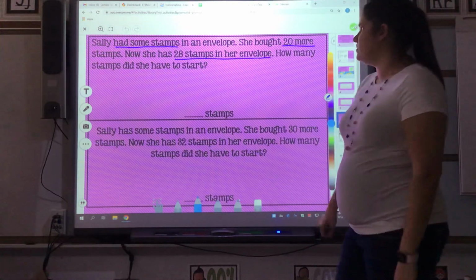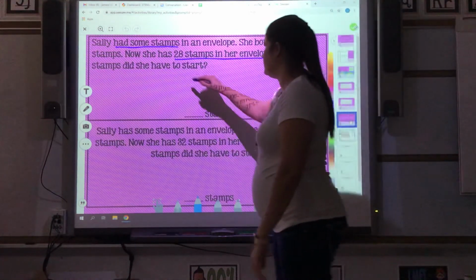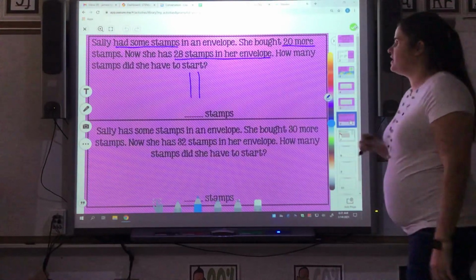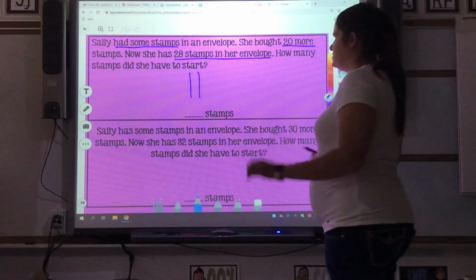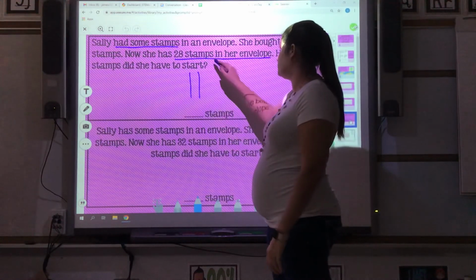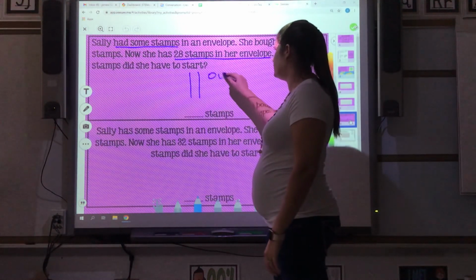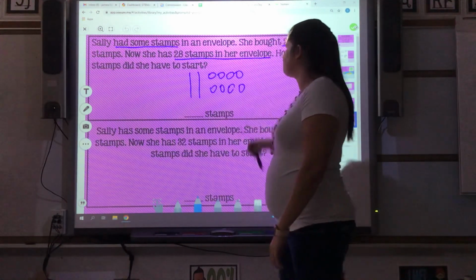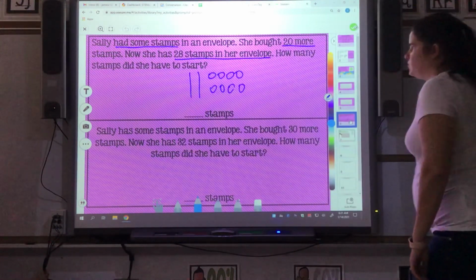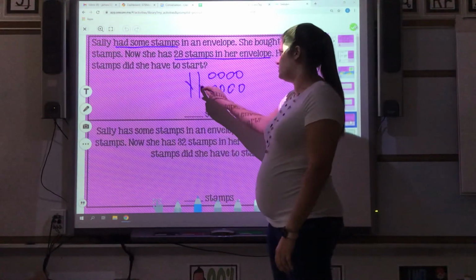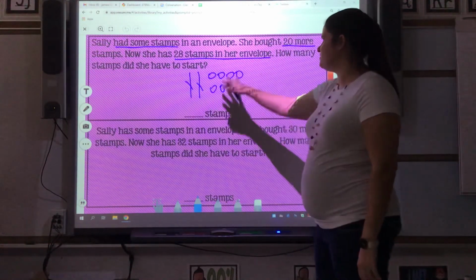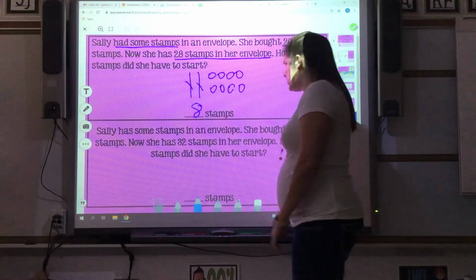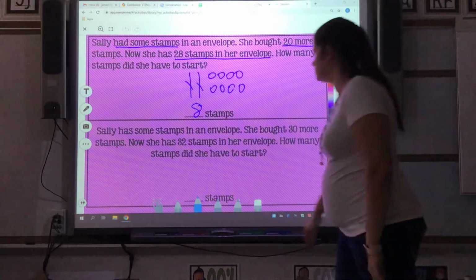So what we're going to do is we're going to draw the number 28, and we're going to take 20 away to figure out how many she had to start. So 28 is 2 tens and 8 ones. So then we're going to take away 20, 10, 20. So that leaves me with my 8 ones. So she started with 8 stamps.